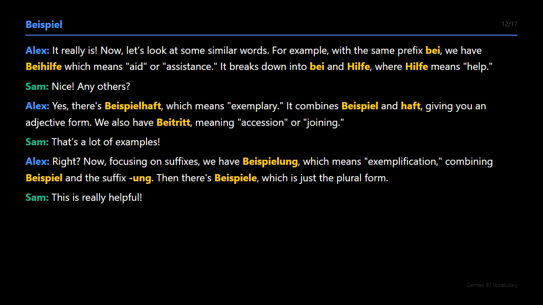That's a lot of examples, right? Now, focusing on suffixes, we have Beispielung, which means exemplification, combining Beispiel and the suffix Ung. Then there's Beispiele, which is just the plural form.